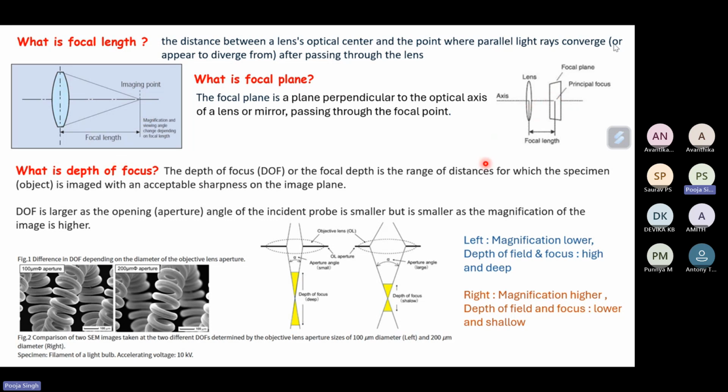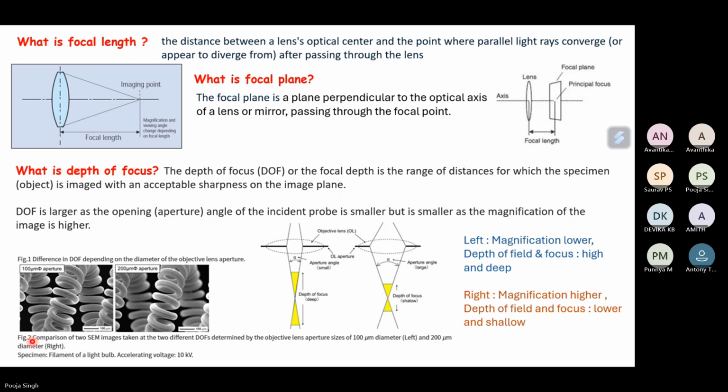Now what is the depth of focus? The depth of focus or focal depth is the range of distance for which a specimen is imaged with acceptable sharpness on the image plane. Basically, depth of focus gives you information about the resolution of the images. How much resolution you want depends upon your depth of focus.